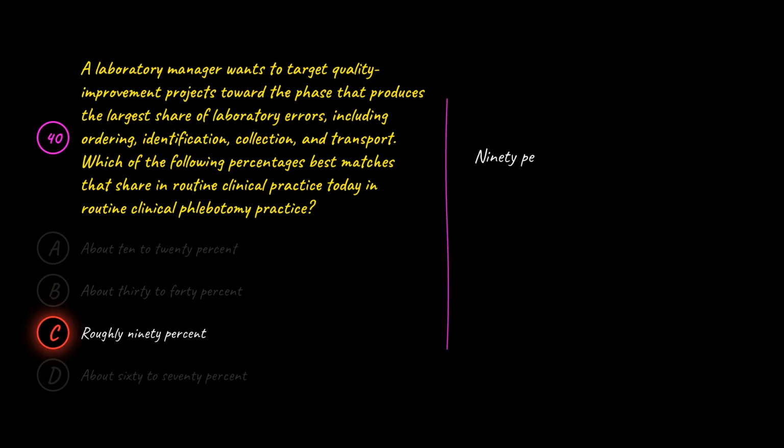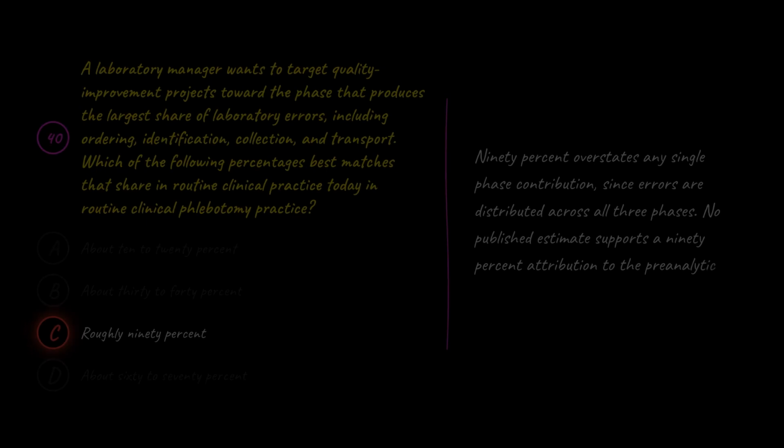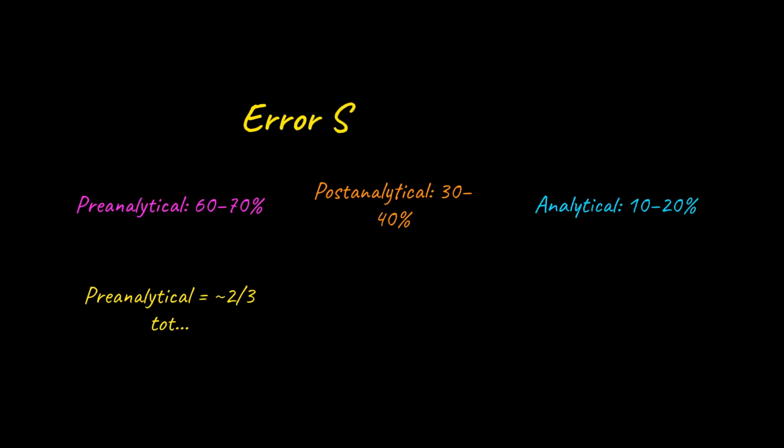C is wrong because 90% overstates any single phase contribution, since errors are distributed across all three phases. No published estimate supports a 90% attribution to the pre-analytical phase, even with generous definitions of error categories. The pre-analytical phase is the largest single source of laboratory errors, not because instruments fail, but because humans perform many steps across many settings before a specimen ever reaches the analyzer.